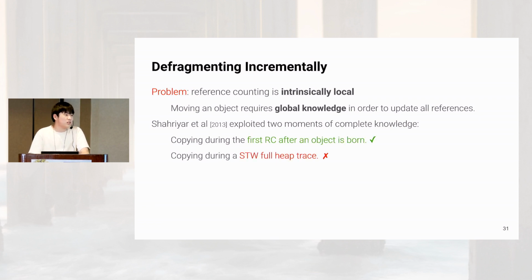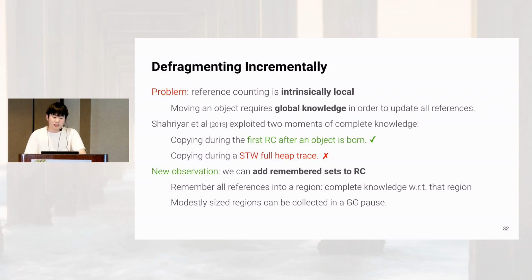Well, the second one is no longer an option to us because we don't want to do the tracing in the pause, but we still adopt the first option. And we also have a new observation that we can actually add remembered sets to RC. So this is actually the most important innovation for us to be able to move objects with reference counting. And in general, we group Immix blocks into contiguous regions, and by remembering those cross-region pointers, we are able to reclaim and evacuate regions without a full heap trace.